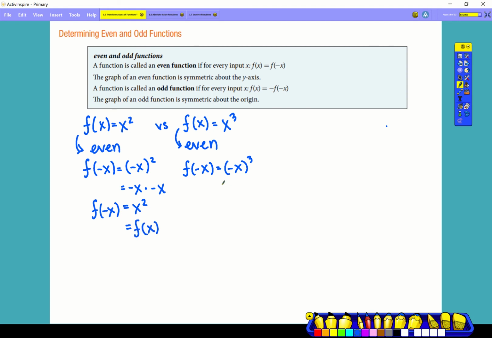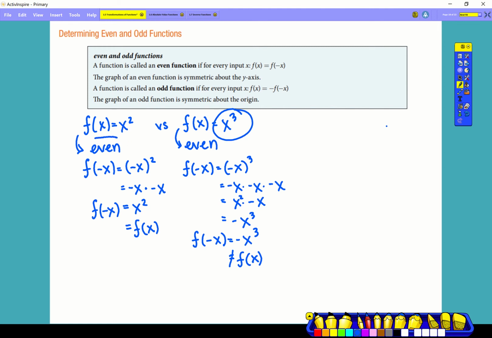Now what about x cubed? Well, that's going to be negative x times negative x times negative x. We know that these first two will give us a positive x squared. So then we're going to get a negative x cubed. So notice that f of negative x equals negative x cubed, which does not equal our original f of x of just positive x cubed. So that means this function is even, this one is not. That is what is meant by even.